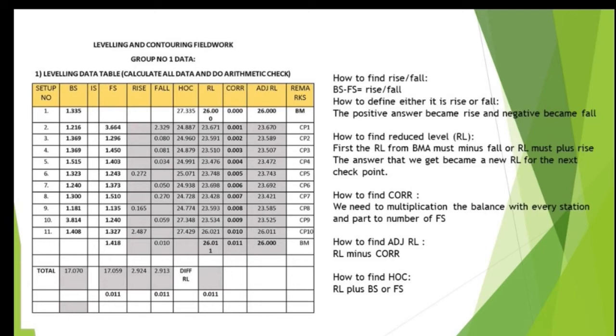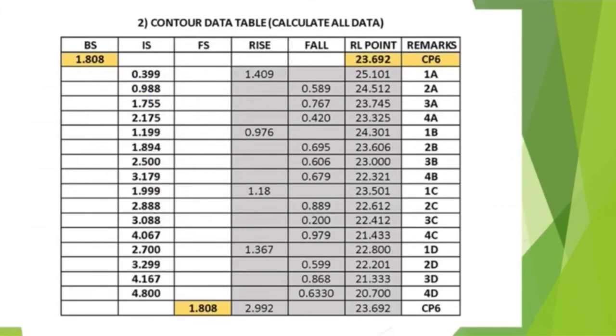So we'll continue with the second table, which is the contour data table. Next, I will present how my team calculates the contour data table. Just like the leveling data table, we first need to calculate rise and fall. But for this contour data table, we don't have 4 sides, but we do have intermediate sides and only the first backside.